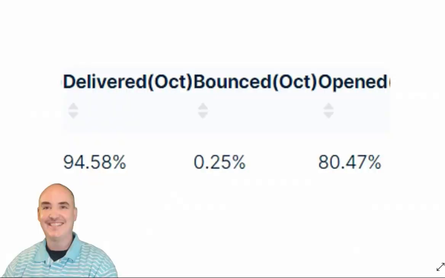I quickly want to go through the 4 steps to increase your email open rate so that you can get delivered and open rates high like this. This was an accumulation of all of our accounts in the last 3 months. We had 94.58% delivered and 80.47% opened, and this was with bulk emails that were personalized.